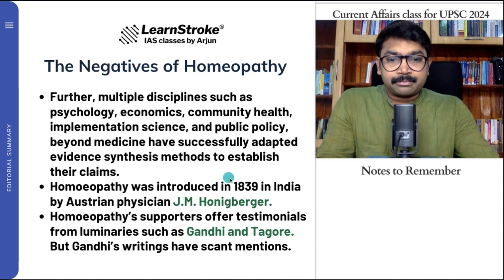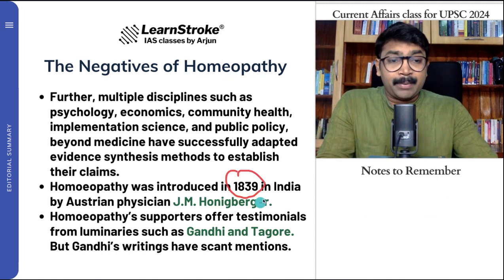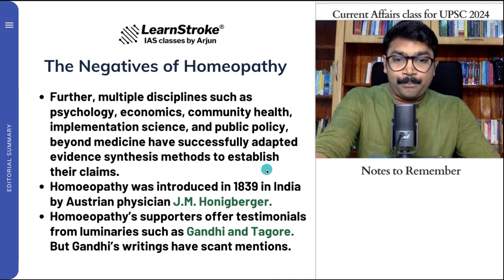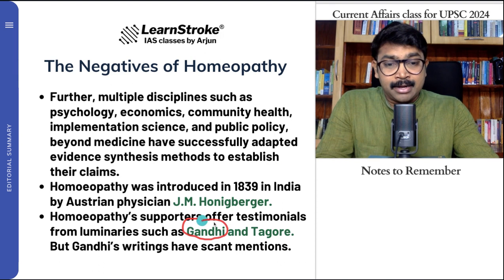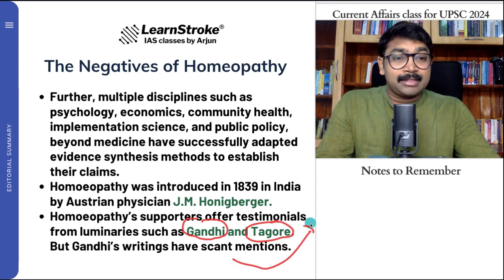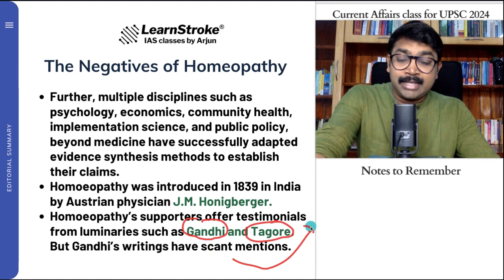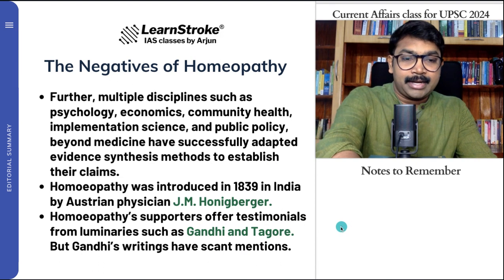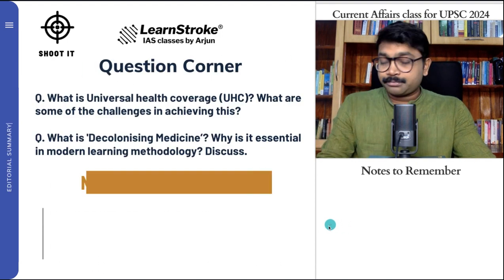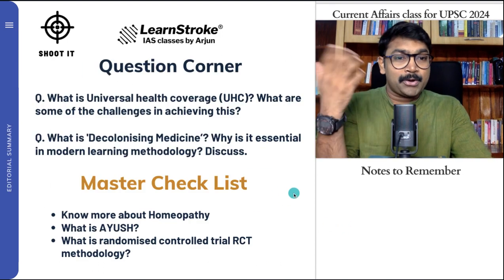So imagine that in 1839 it was brought to India by an Austrian physician, Johann Honigberger. I don't know whether I'm pronouncing it right. It's actually Honigberger, that can be the right pronunciation. From homeopathy, and it is even said that Gandhiji and Rabindranath Tagore were great supporters of homeopathy. But critics say that Gandhi's writings do not reflect much on homeopathy. But they say that Gandhi and Tagore were great patrons of homeopathy. So this is something relating to an important aspect of the concept. Whether you agree with this or not, you can comment.